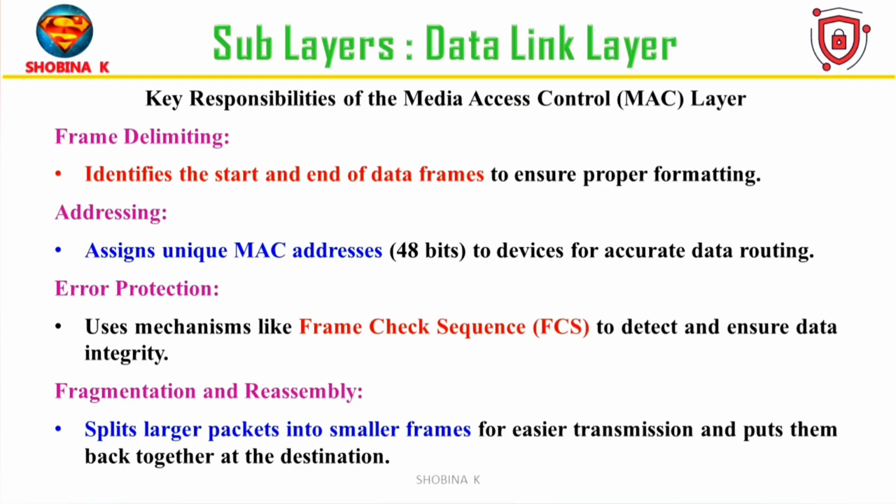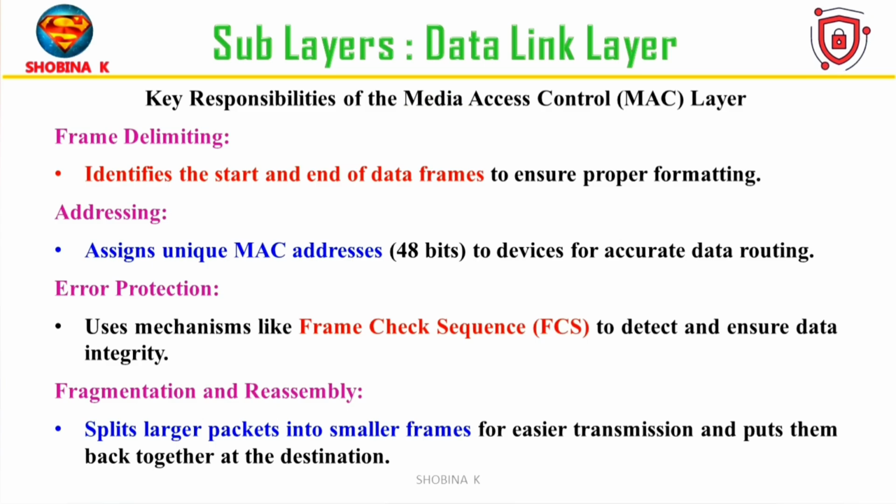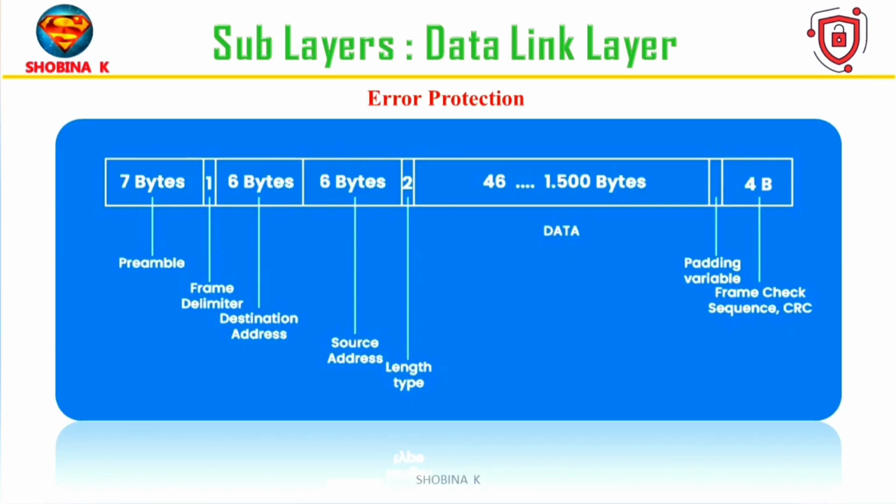Next, addressing. Each device on a network is assigned a unique MAC address. It is 48 bits long. The MAC layer uses these addresses to identify the source and destination of frames. Next, error detection. The MAC layer implements error detection mechanisms such as frame check sequence and CRC to ensure data integrity. These mechanisms help to identify any errors that may occur during transmission.